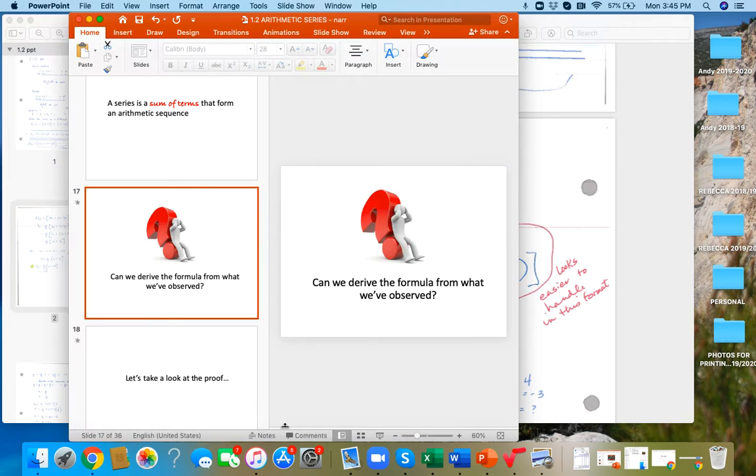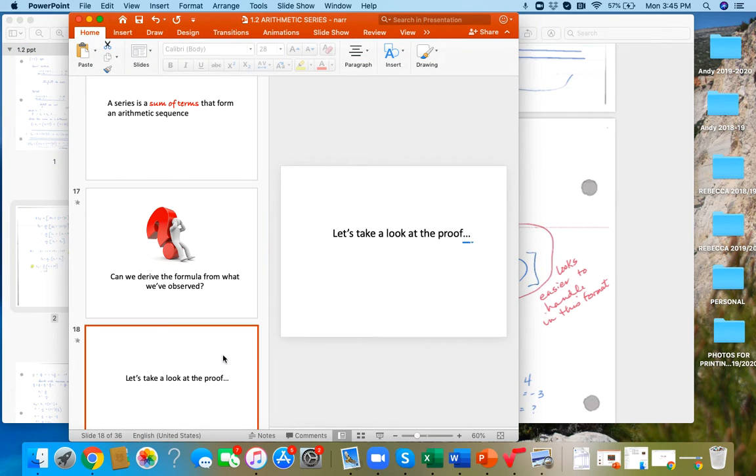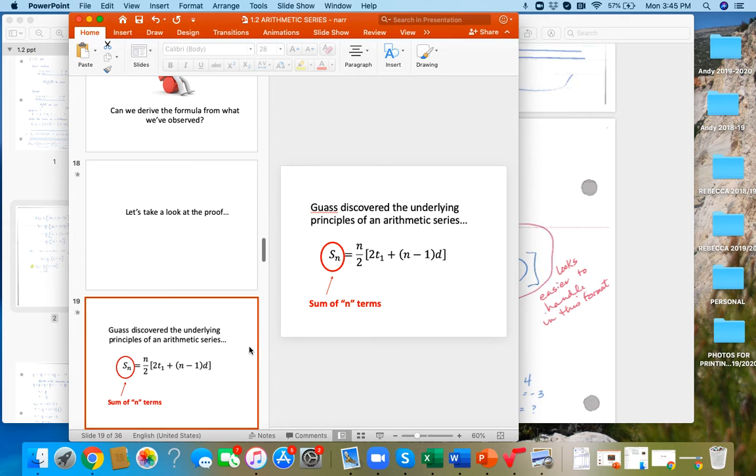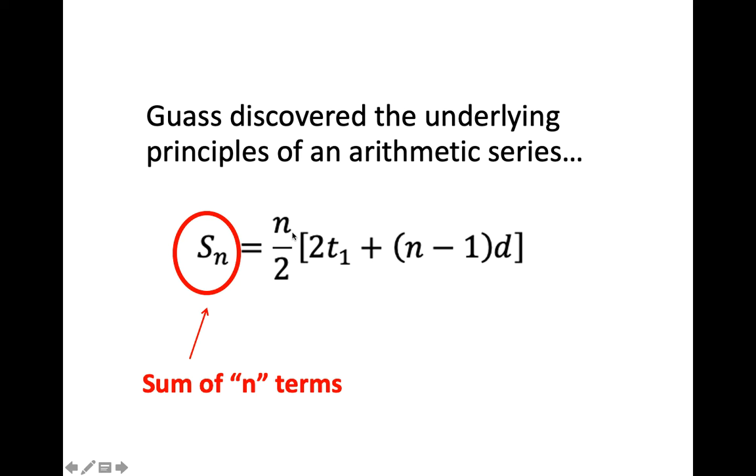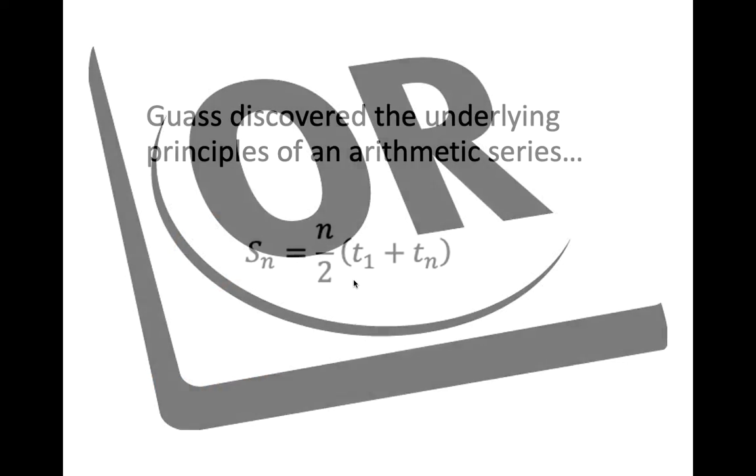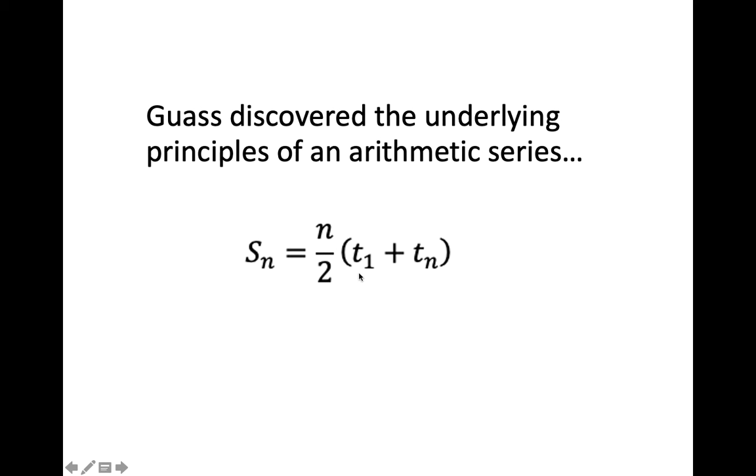Now let me go back to the PowerPoint and we'll see if we can follow along a little bit. So here was the formula as Gauss discovered it. This was the original one before he split up the t1s. And then we write it this way. That is the cleanest and easiest way for us to remember it and to write it.